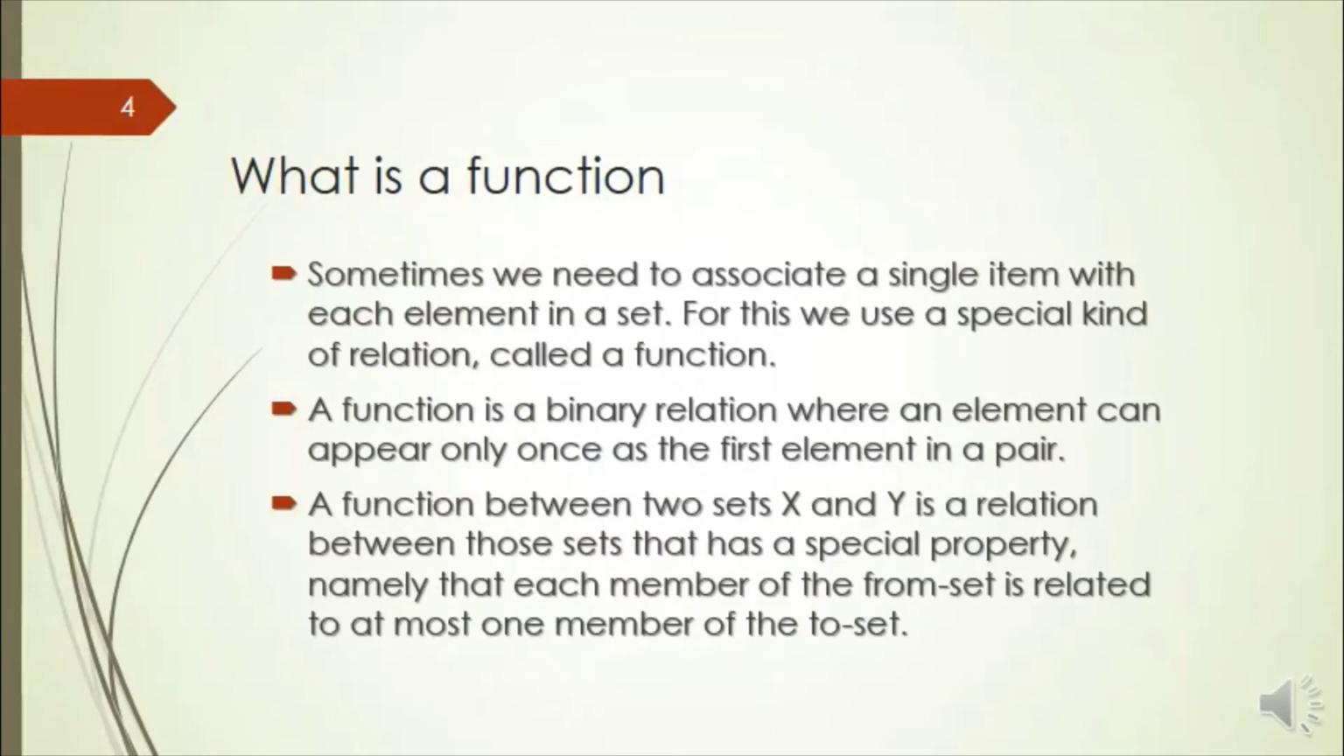Students, as I discussed earlier, functions are special kinds of relations where inputs are associated with outputs, and you know that each input must be associated with one and only one output. In this way, we can say that each algorithm is a function and each program is a function, and sometimes we need to associate a single item with each element in a set. Therefore, we use a special kind of relation which is called a function. A function is a binary relation where an element can appear one and only once as the first element in a pair.